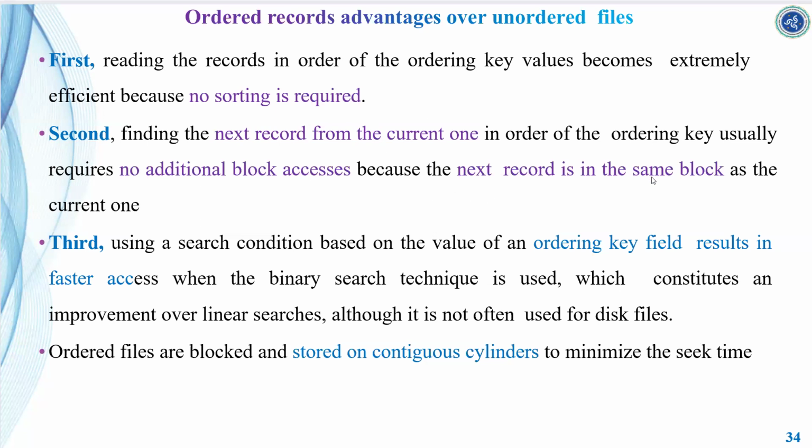If it is within the same block, there is no need to access a new block, right? The third is that using a search condition based upon the ordering key values gives much faster access, and we can use a binary search technique so that it takes less time to access the particular record. Ordered files are blocked and stored in contiguous cylinders in order to minimize the seek time, that is, the access time.